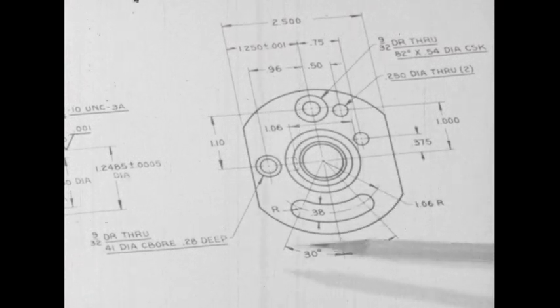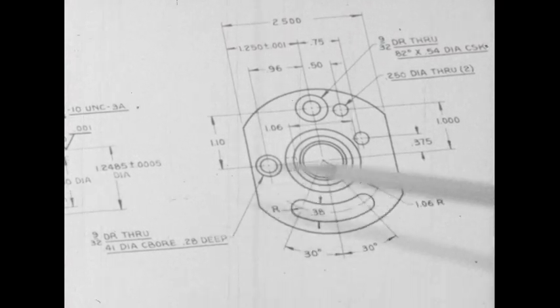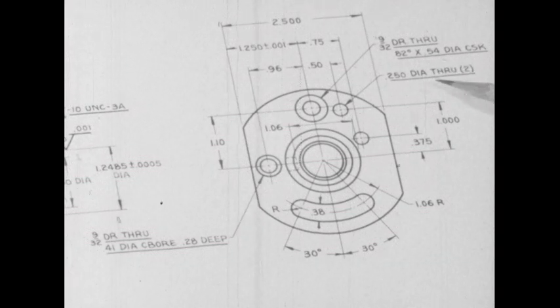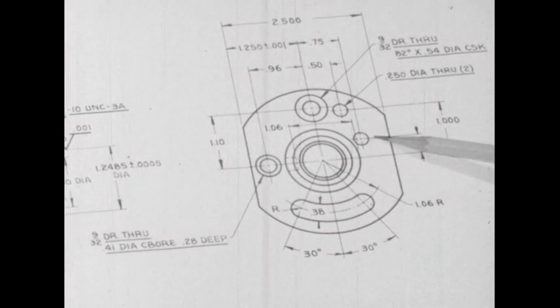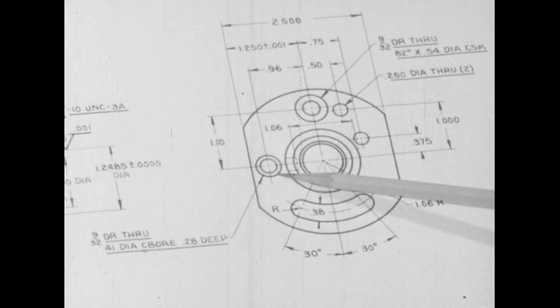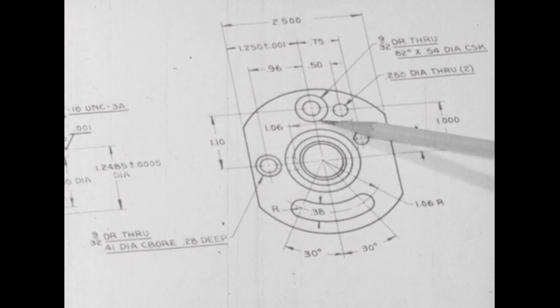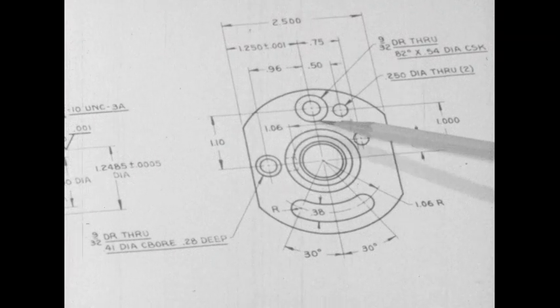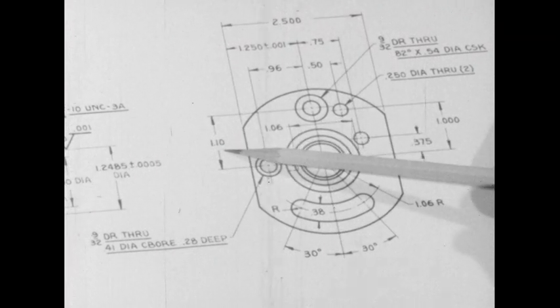The dimensions of the holes are specified here. There are 4 holes, one of which is counterbored and 1 countersunk. The locations of the holes are specified by these dimensions.